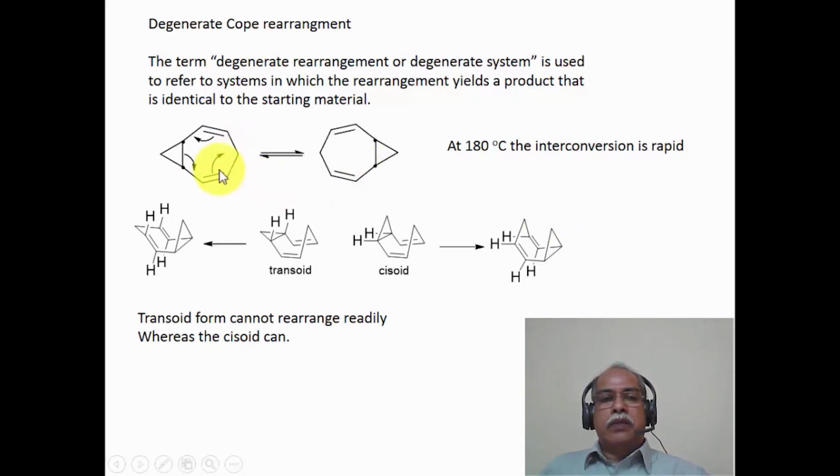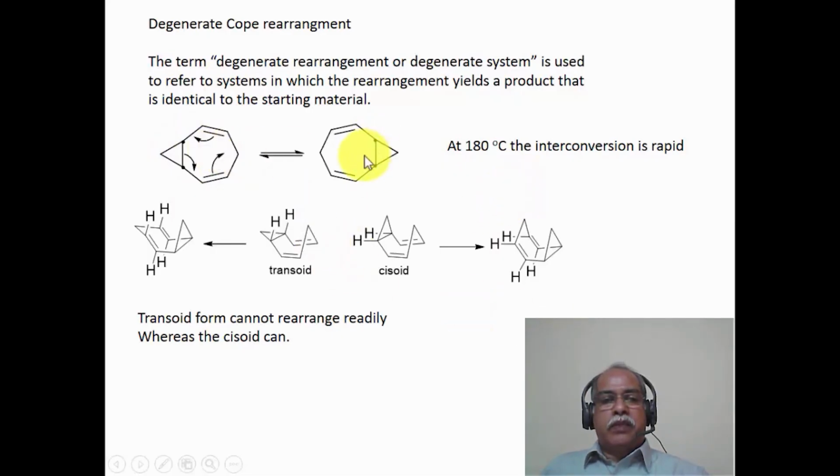So this undergoes the 3,3 sigmatropic rearrangement again to give the same starting material. The two carbons here, with a thick dot given here, indicate the stereochemistry to be cis with respect to the 2 hydrogens. Here again, the stereochemistry is cis with respect to the 2 hydrogens.